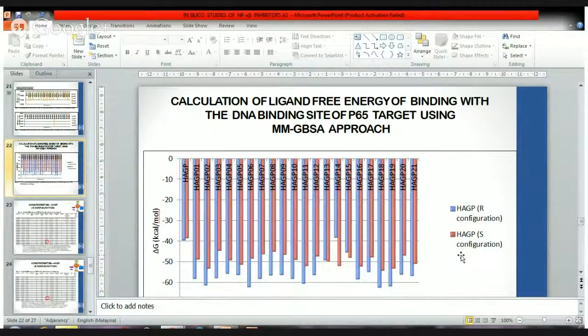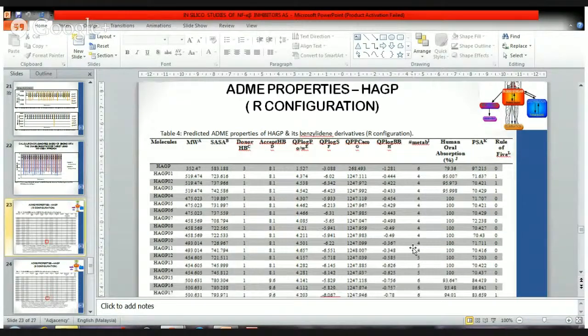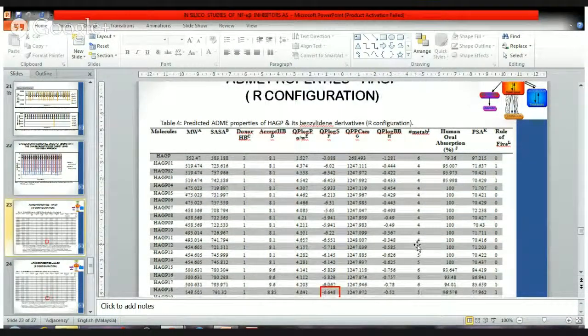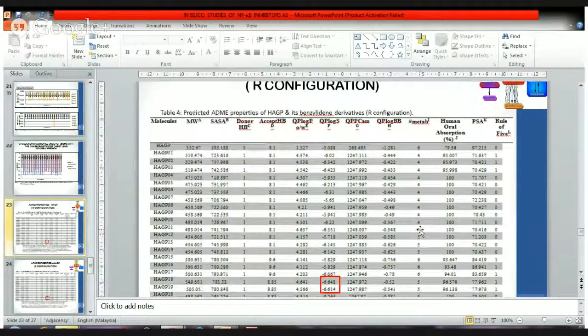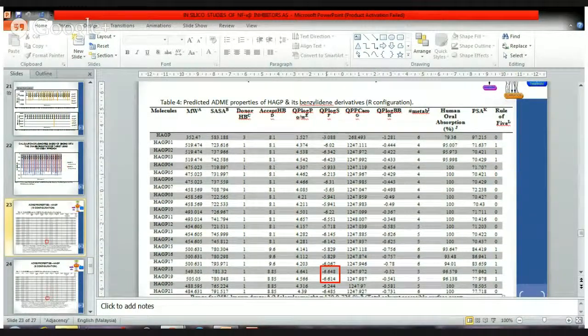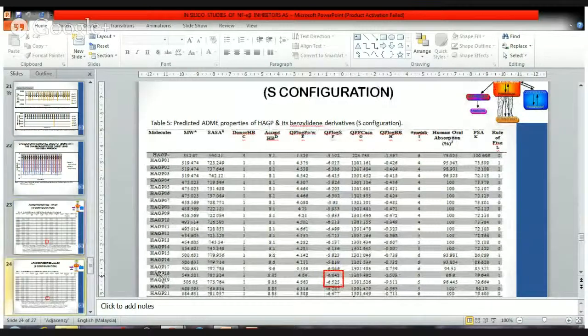So next are the ADME properties for the R configuration. These are the few parameters that have been selected to test the drug-likeness property. Basically, for all the parameters being tested, the R configuration of HAGP and its benzylidene derivatives shows a good drug-likeness property, except for the parameter of predicted aqueous solubility. For HAGP 18 and 19, there is a slight deviation from the accepted range. And similarly, for the S configuration, HAGP 18 and 19 show a similar slight deviation from the accepted range for the predicted aqueous solubility. Other than that, all of them show a good drug-likeness property.